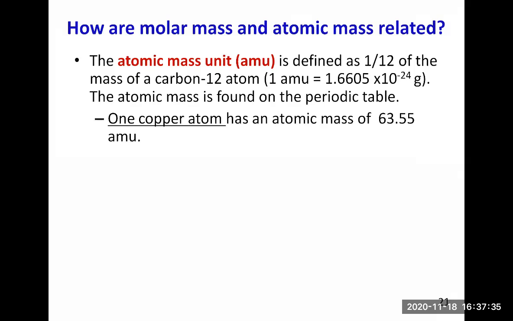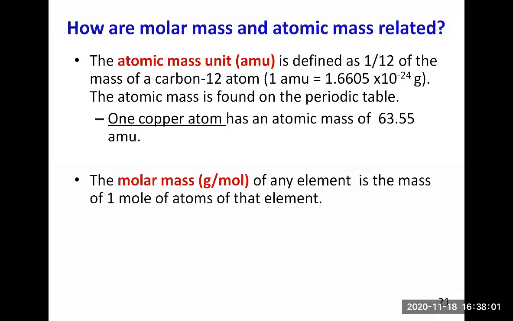And so the atomic mass is found on the periodic table. We've seen how the numbers below the names or below the symbol that have decimals are the atomic mass of elements. So if you look at your periodic table and find the copper atom, you can see that it has an atomic mass of 63.55 atomic mass units.